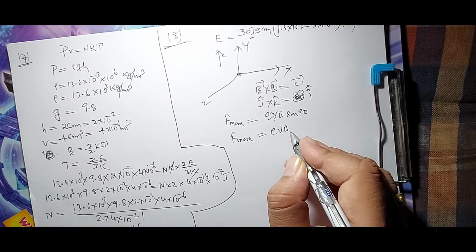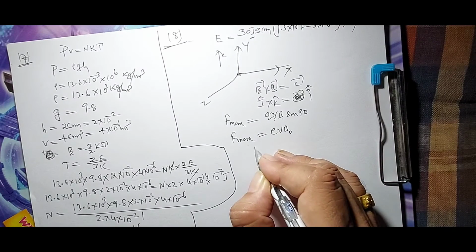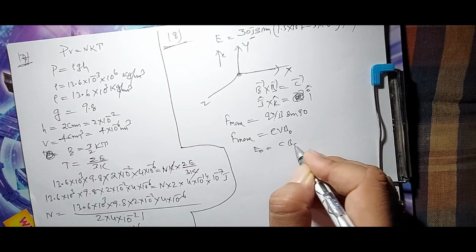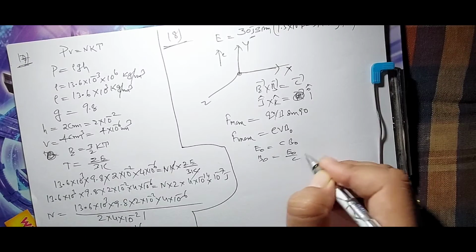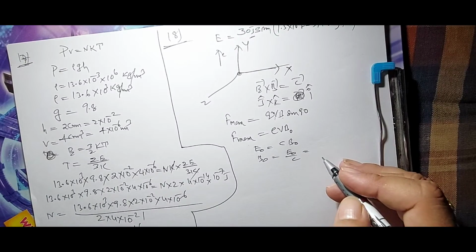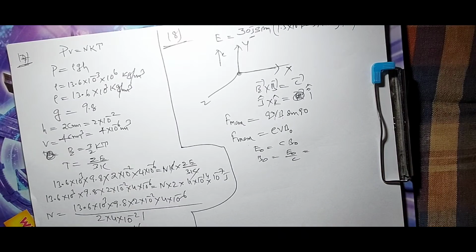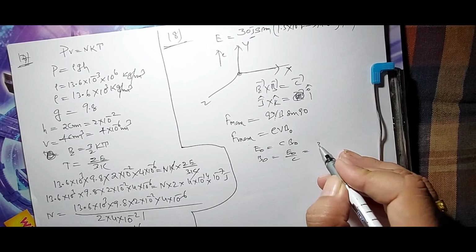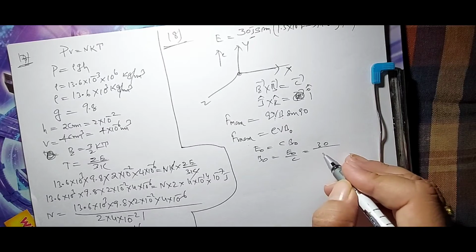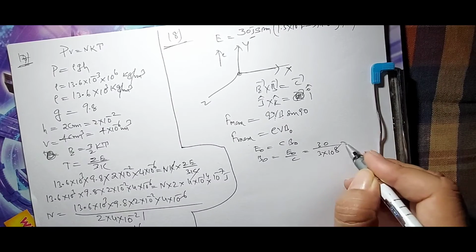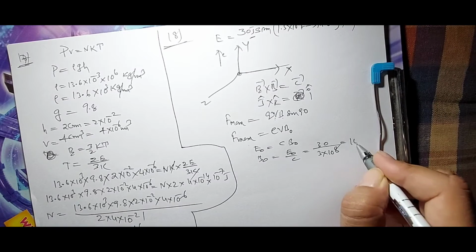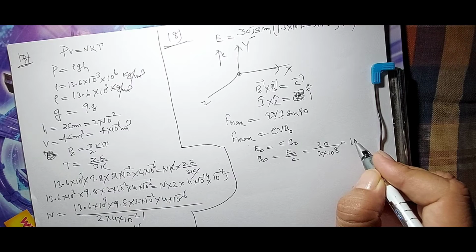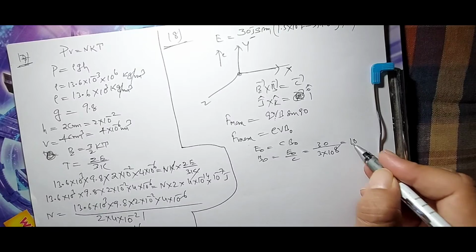So we want to find out here the maximum magnetic field. We know that E naught is equal to C into B naught. So B naught is equal to E naught by C, maximum electric field, that is equal to 30 divided by 3 into 10 to the power of 8, that is equal to, here what we get, 10 to the power of minus 7.